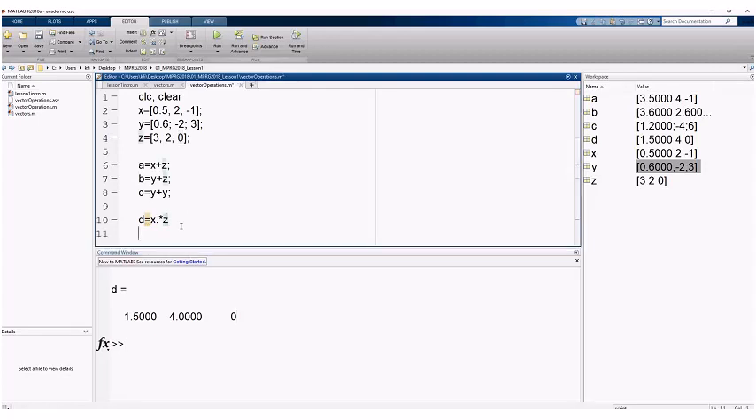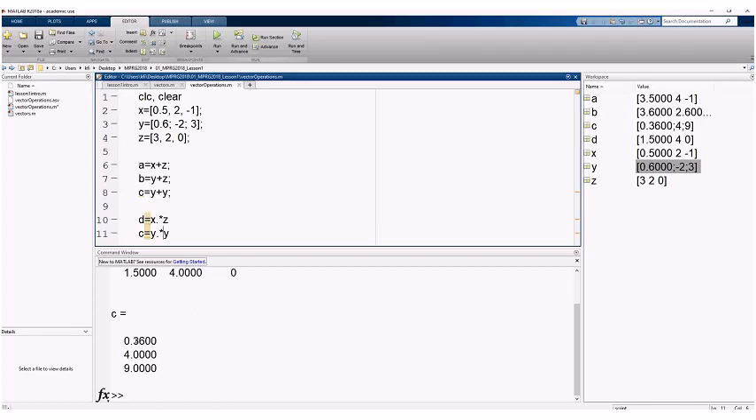Now let's try to multiply y by something. Let's say multiply y by itself. And then run. And we see that, well, let's call it E. And then we see that y was multiplied by itself.